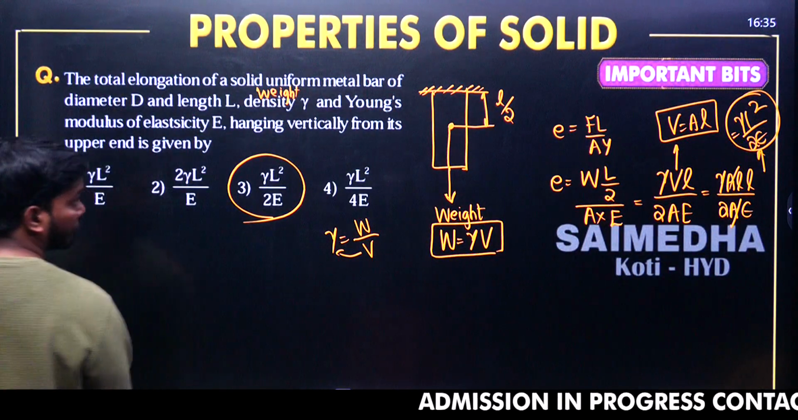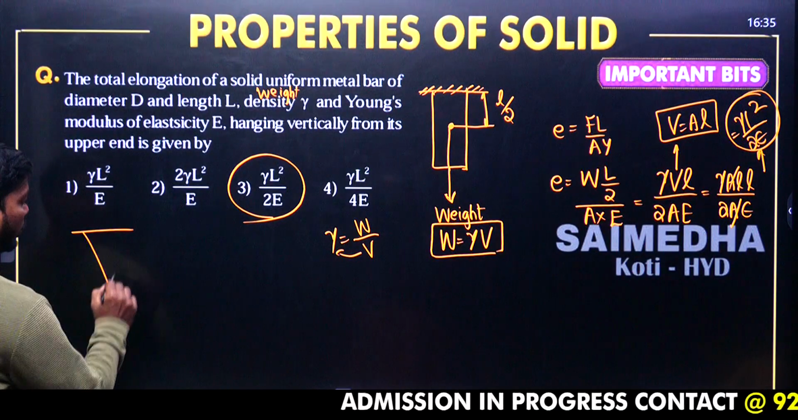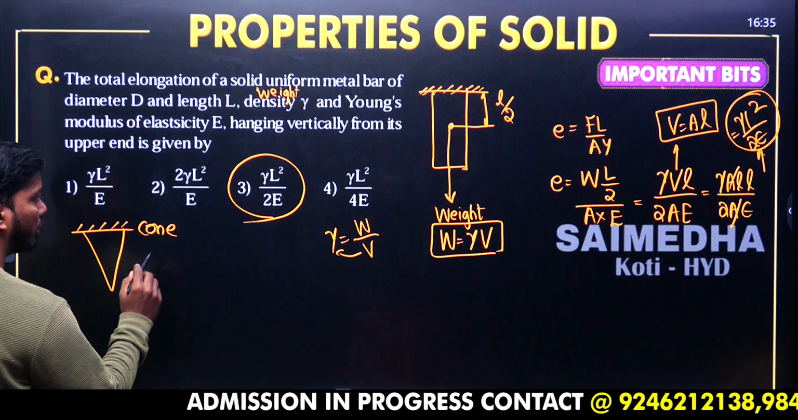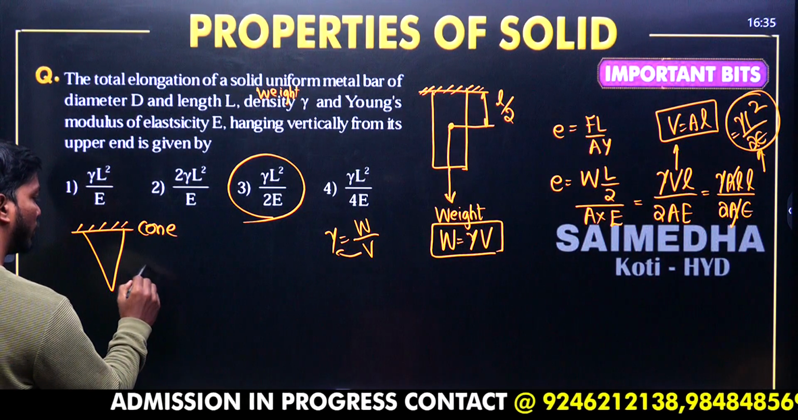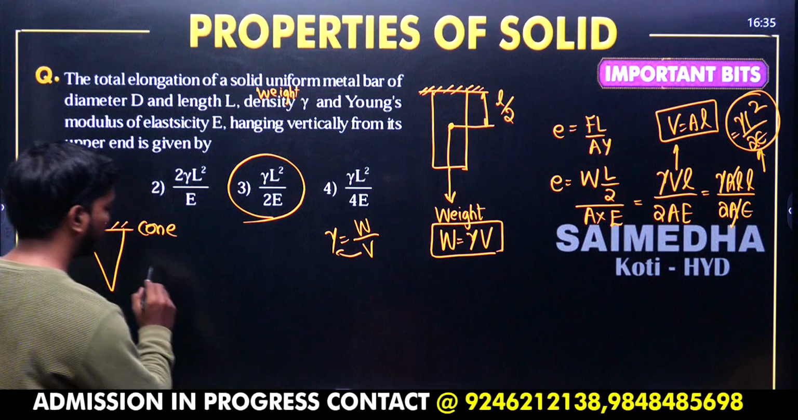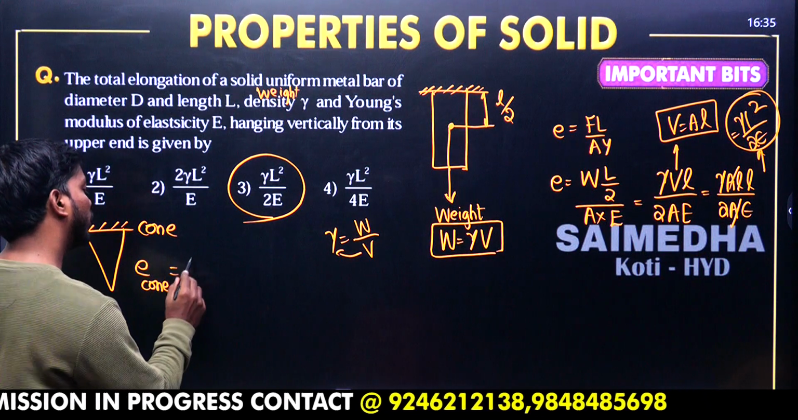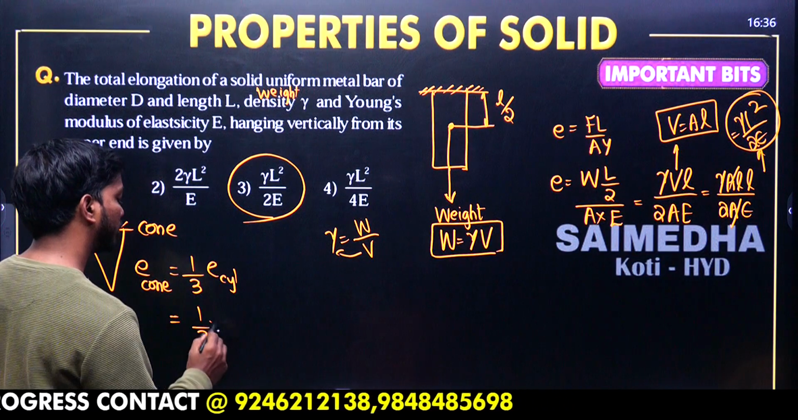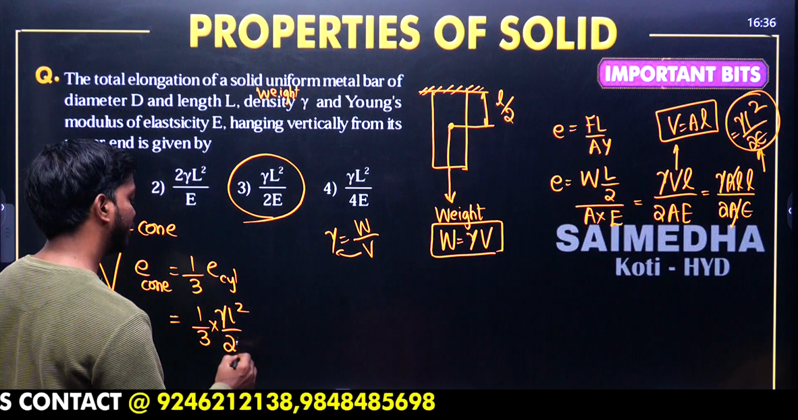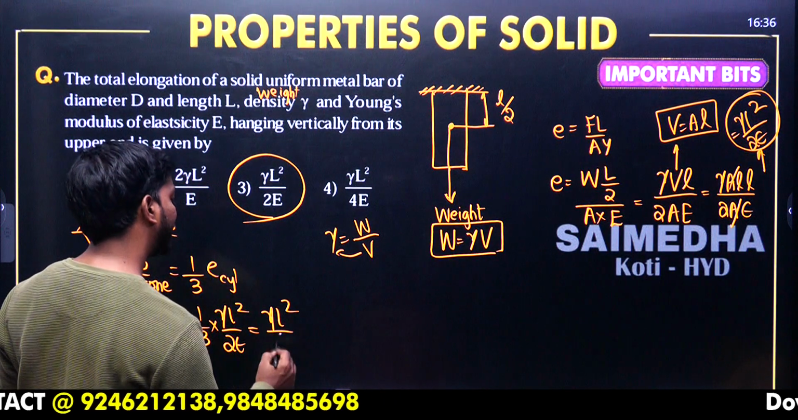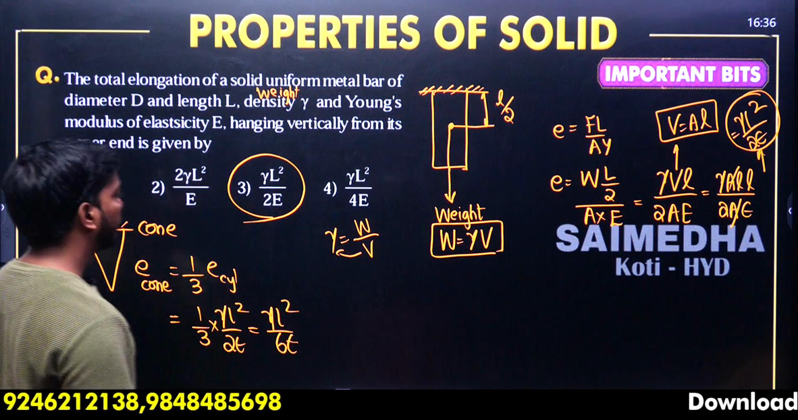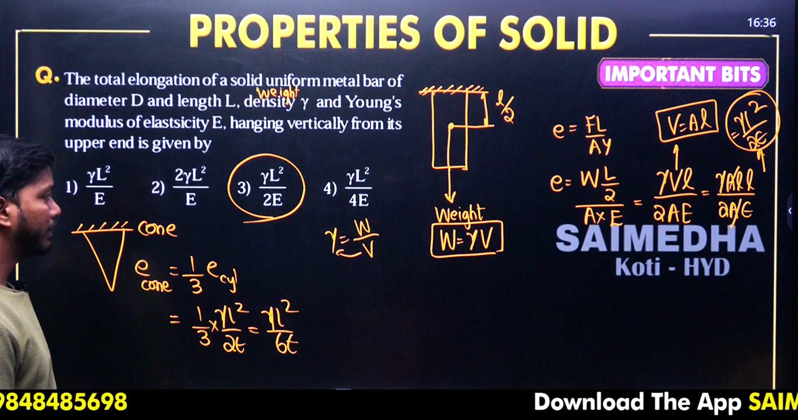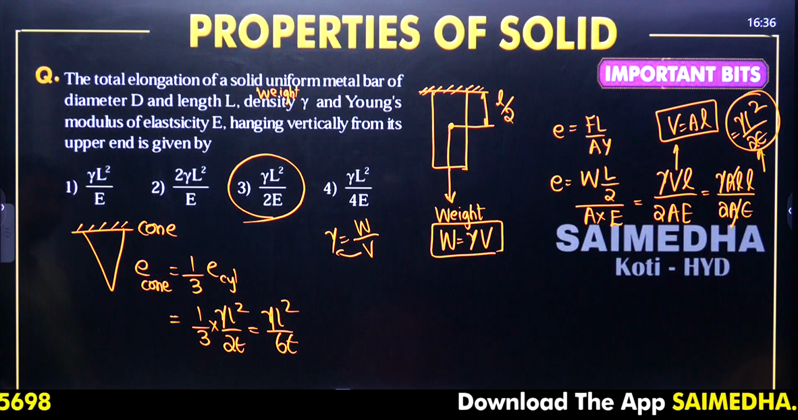Remember, if the question is asked for a cone, the elongation in a cone is 1 by 3rd of the elongation of a cylinder. So 1 by 3rd of gamma L square by 2E, that is gamma L square by 6E, becomes the answer for the cone. Remember, important ones: gamma L square by 2E, gamma L square by 6E. Moving on to the next question.